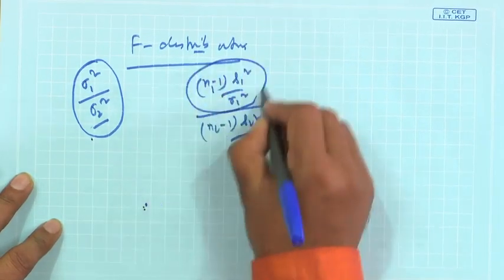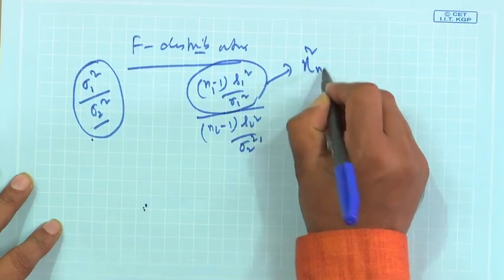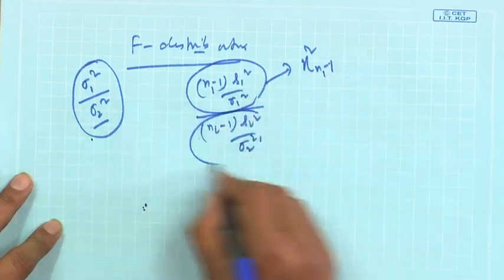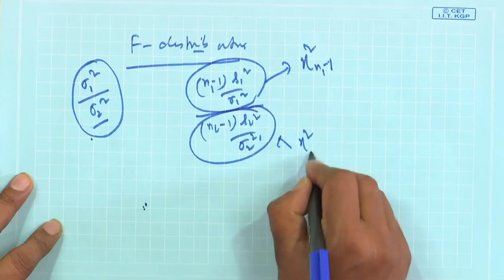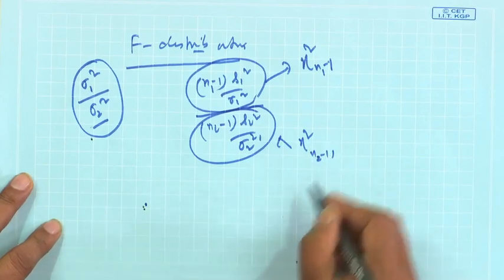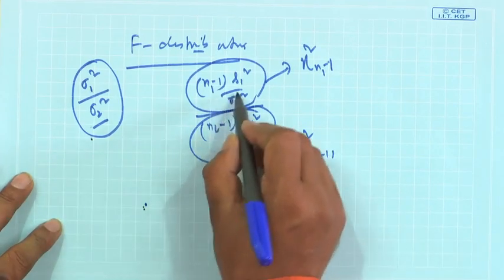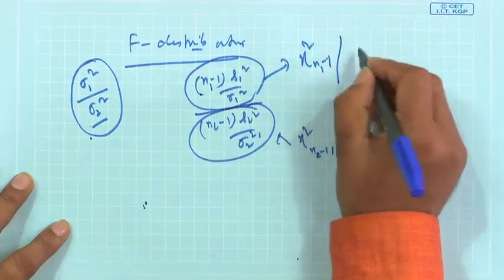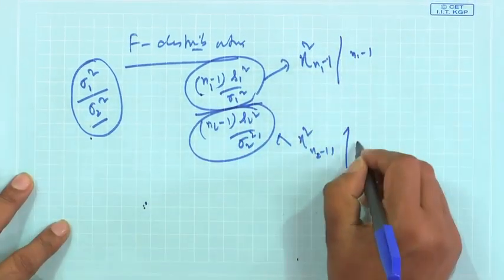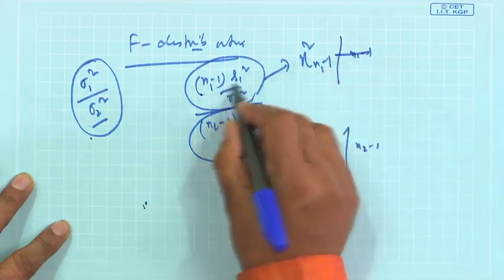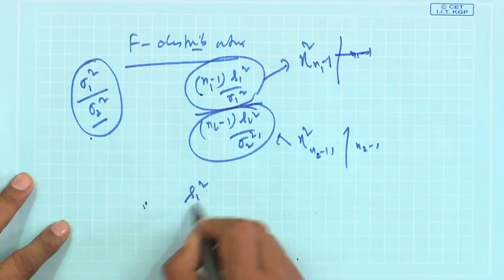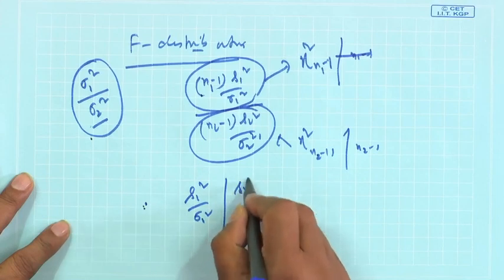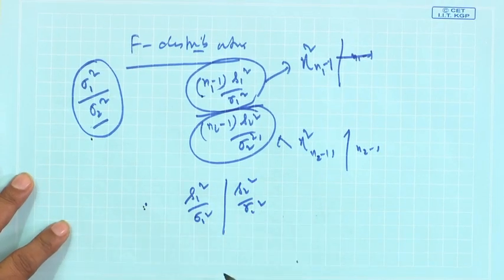We all know this one follows a chi square distribution with n1 minus 1 degrees of freedom. This follows a chi square distribution with n2 minus 1 degrees of freedom. And if we divide this by n1 minus 1 and this by n2 minus 1, ultimately this quantity will become s1 square by sigma1 square divided by s2 square by sigma2 square.